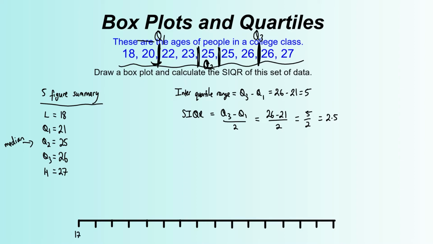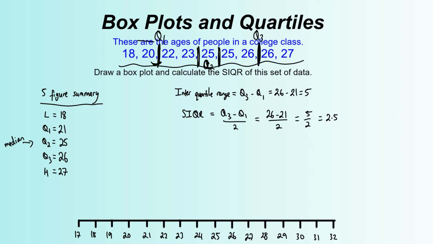So we'll go 17, 18. I'm starting one below, so I've got a little bit of space in my diagram. 19, 20, 21, 22, 23, 24, 25, and so on. Okay, so I've got plenty of space there to give myself a bit of breathing room. Now, the lowest number was the 18, so that goes here.